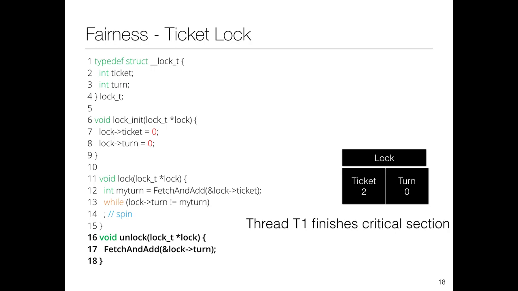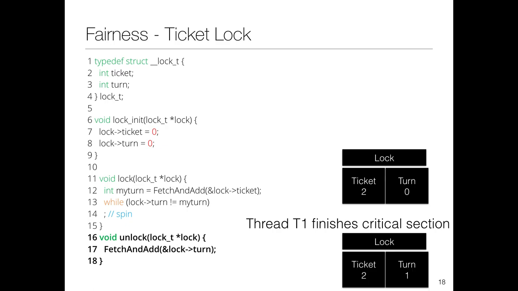Thread T1 now finishes the critical section. It increments turn by 1. So now the lock has ticket 2, turn 1. And now we are basically spinning in this while loop. So turn is equal to my turn for thread T2. So thread T2 can now go ahead.